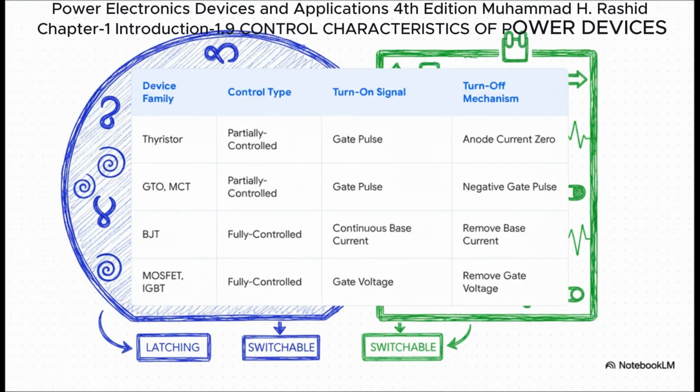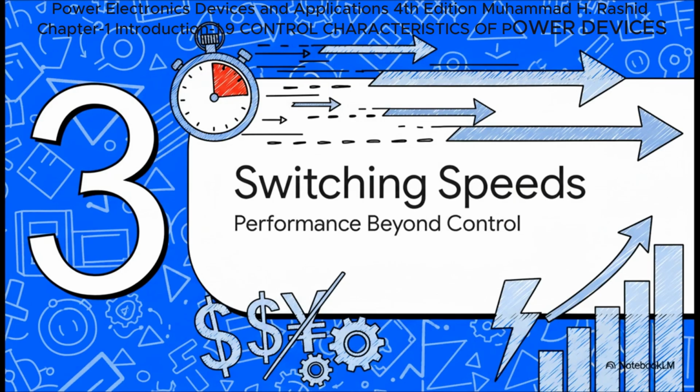So let's just pause and summarize. We can really split all these devices into 2 big camps, right? On one side, you have the partially controlled latching devices like thyristors and GTOs. You can turn them on, but turning them off is complicated. On the other side, you have the fully controlled devices, your BJTs, MOSFETs, and IGBTs, that you can turn on and off whenever you want. And let me tell you, this distinction, it is absolutely fundamental to how you design a power converter. Okay, so now we know how to control them.